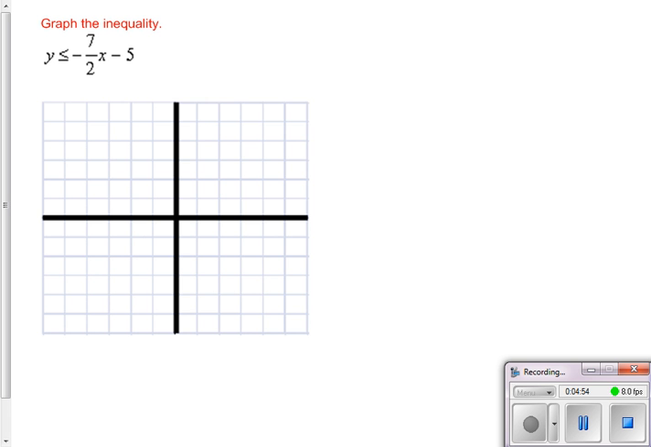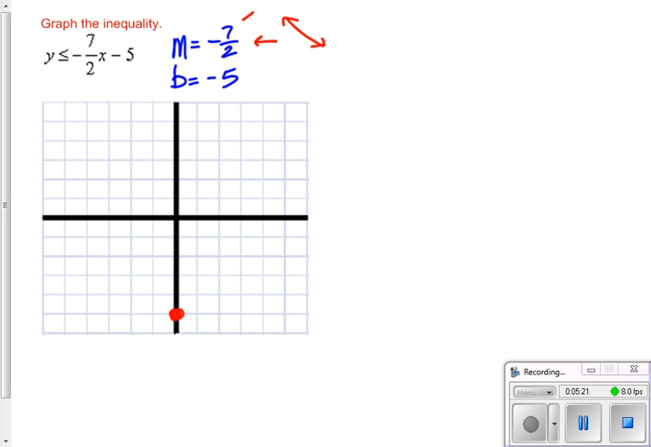Example 2. Again, y is less than or equal to -7/2 x minus 5. Pull out your slope and your intercept. Pulled out my slope and intercept. Go ahead and use your intercept, -5. So I'm going to go ahead and plot -5. From that point, I'm going to use my slope. My slope is -7/2, so this line should decrease.